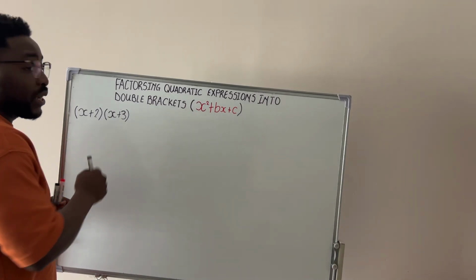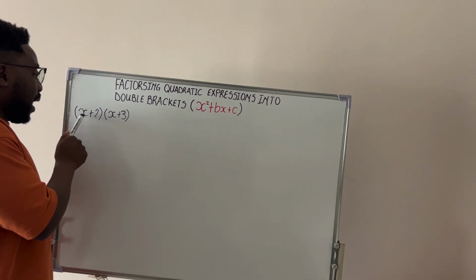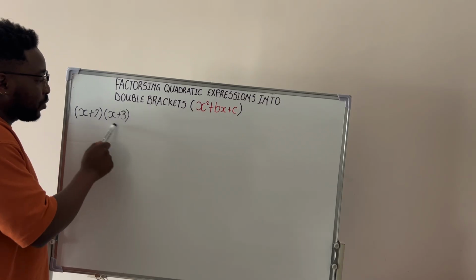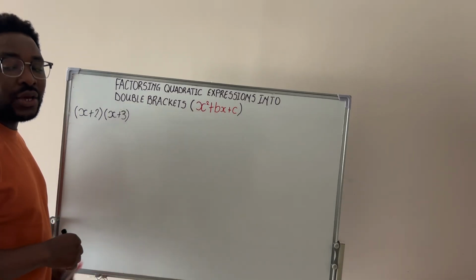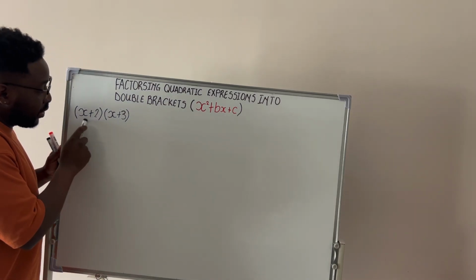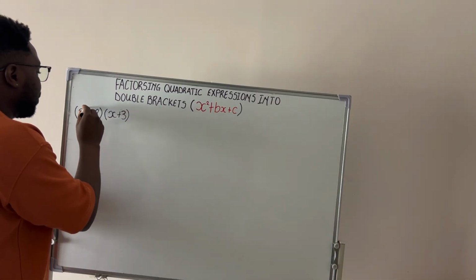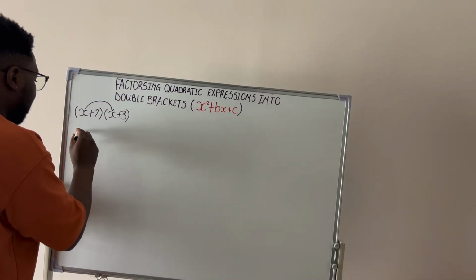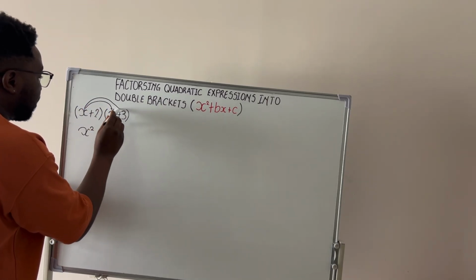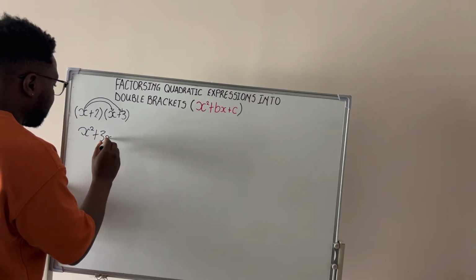So we have double brackets over here. What we have to do is distribute our terms to all the terms in our second bracket. What I mean by that is we have to multiply each term in our first bracket by all the terms in our second bracket. We do that by multiplying x by x, that gives us x squared, and x by positive 3 gives me positive 3x.